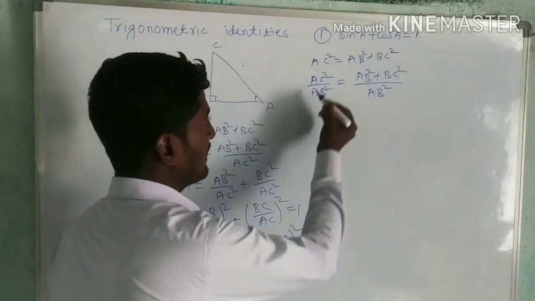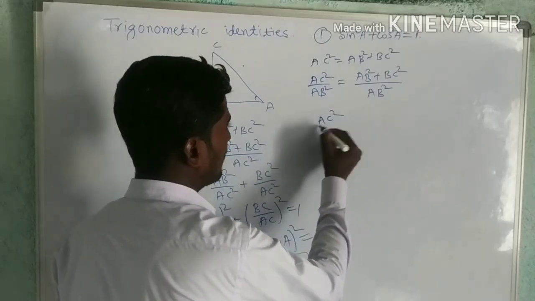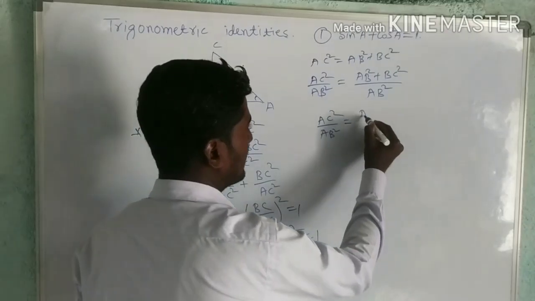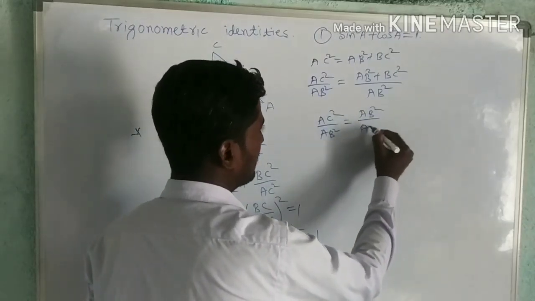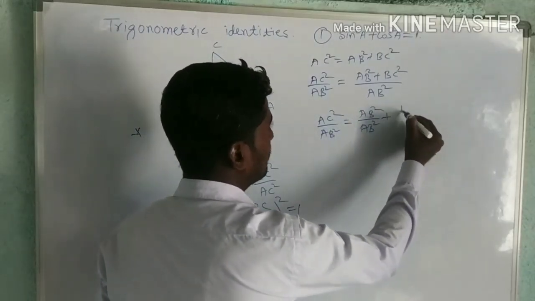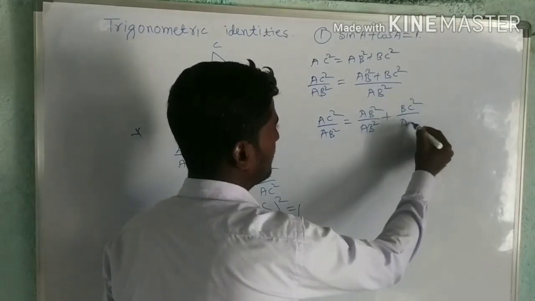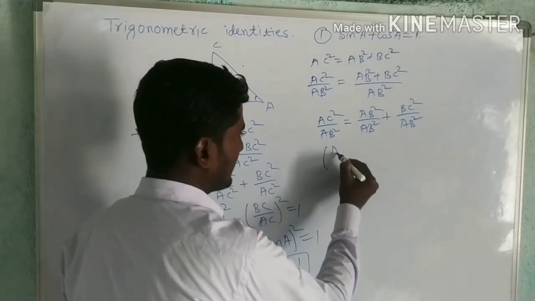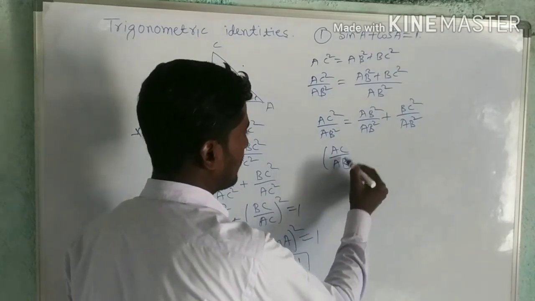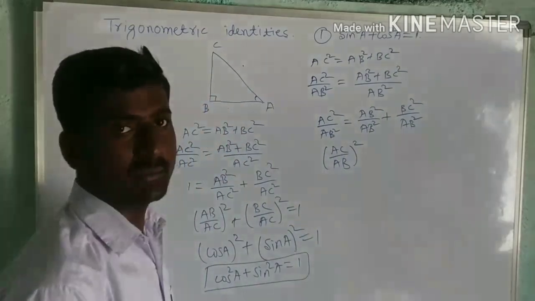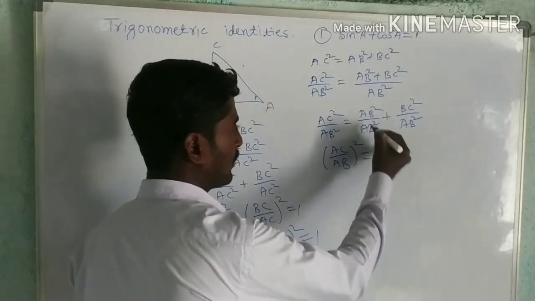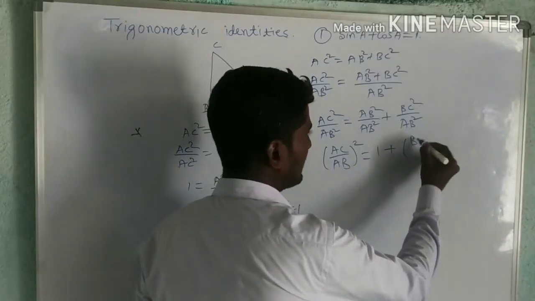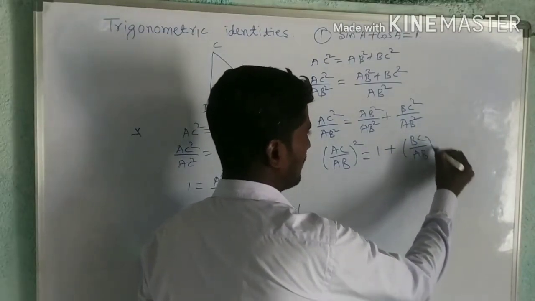Now AC square by AB square is equal to, separate and divide it: AB square divided by AB square plus BC square divided by AB square. Now this I can write as AC divided by AB whole square is equal to 1 plus, now this I can write as BC divided by AB whole square.